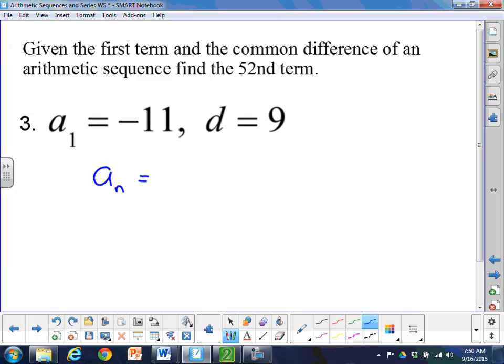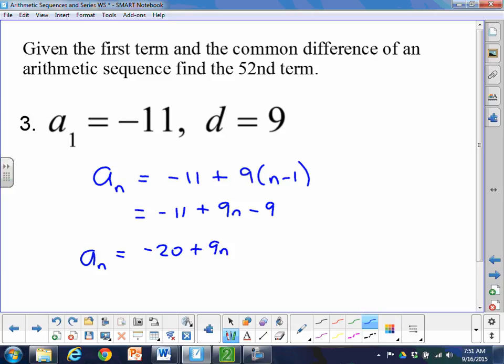So I can plug 52 in for n. And we saw how that worked in the previous example. It's always the first term plus whatever d is times n minus 1. Okay, so in this case, negative 11, again, plus 9n minus 9. When we clean that up a little bit, combining the negative 11 and the minus 9, we should get negative 20 plus 9n. And then we can simply plug in the 52 now, because that's the term number we want. So that's going to be our n here, and actually here as well. So a sub 52 will be negative 20 plus 9 times 52.